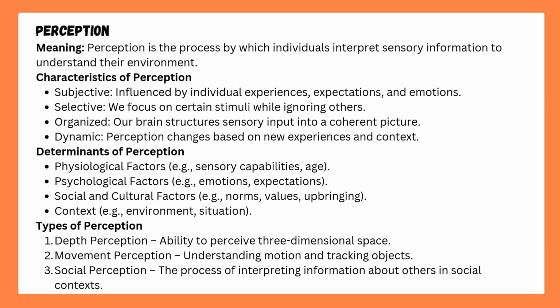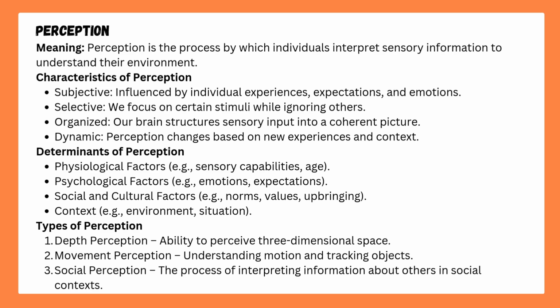Perception. Meaning. Perception is the process by which individuals interpret sensory information to understand their environment. Characteristics of perception. Subjective, influenced by individual experiences, expectations, and emotions. Selective, we focus on certain stimuli while ignoring others. Organized, our brain structures sensory input into a coherent picture. Dynamic, perception changes based on new experiences and context.